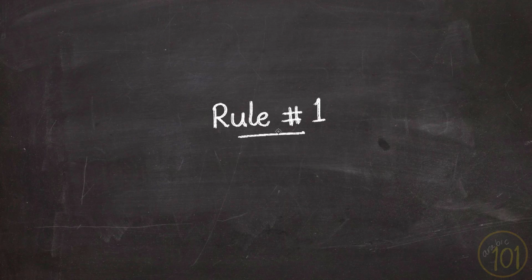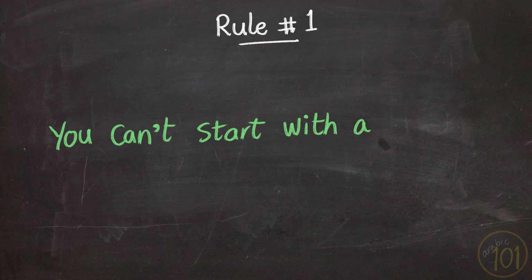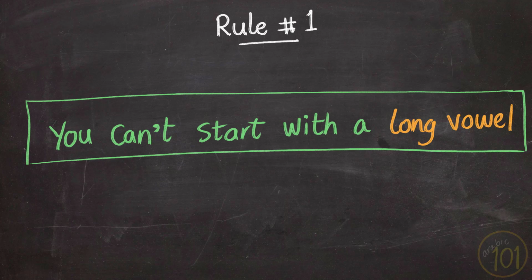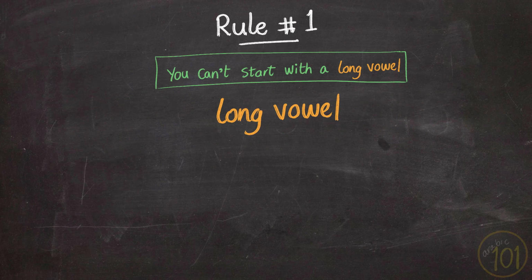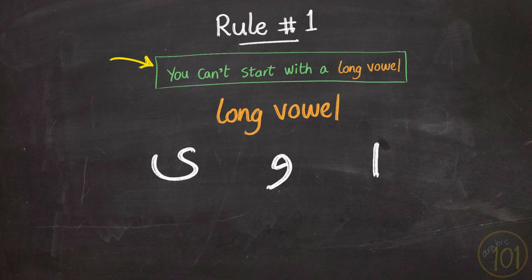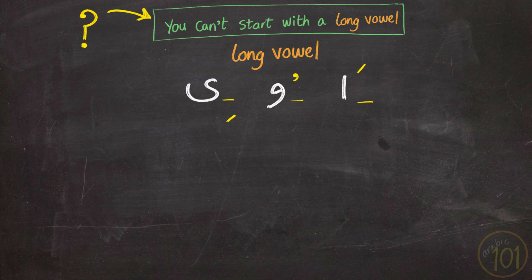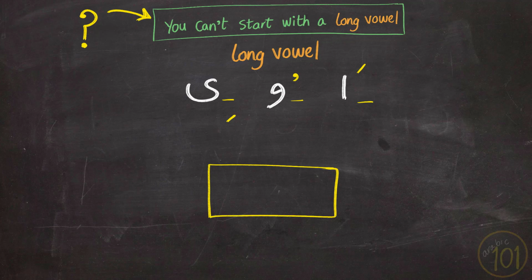Rule number 1. You can't start a word with a long vowel. In Arabic, there are 3 long vowels, alif, waw, and ya, which can never come at the beginning of the word. But why can't we start the word with them? Well, simply because long vowels in Arabic need to be preceded with a short vowel of the same nature. If it's the first letter, then there can't possibly be any letter before the first letter to have a short vowel. So it will not occur, and there will never be a long vowel at the beginning of the word.